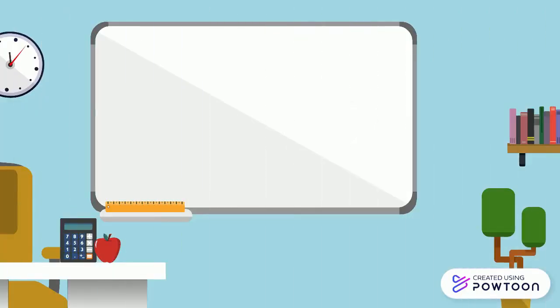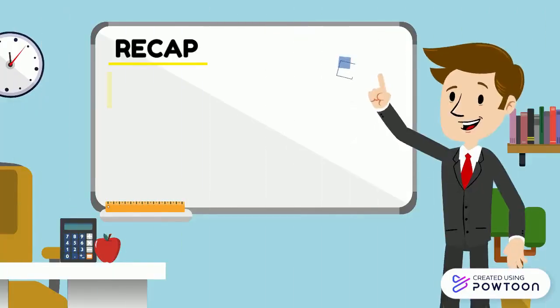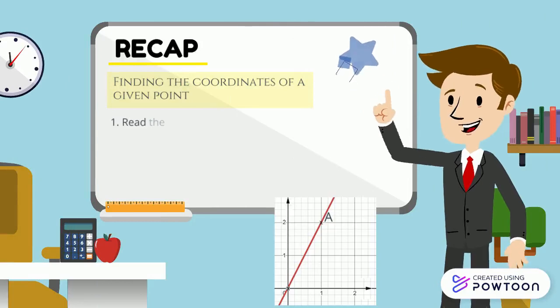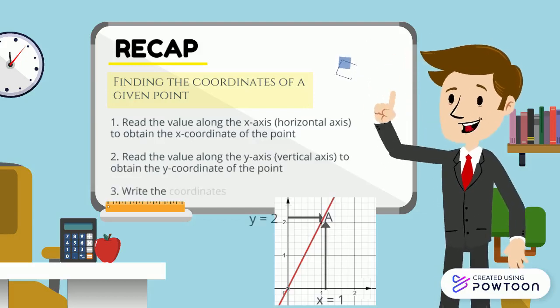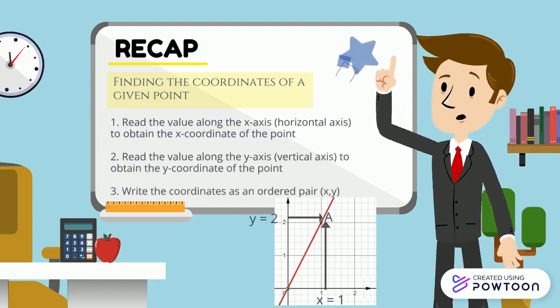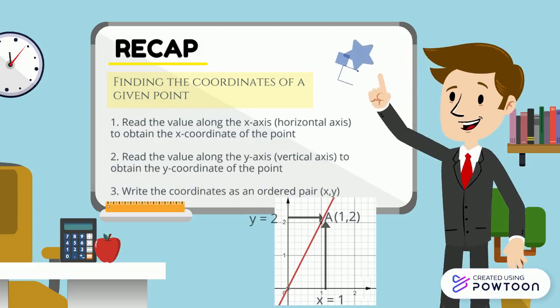Let's start with a simple recap on how to find the coordinates of a given point. First, we read the value along the x-axis to obtain the x-coordinate of the point. Then we read the value along the y-axis to obtain the y-coordinate of the point. And lastly, we write down the coordinates as an ordered pair in the form of (x, y) in brackets.